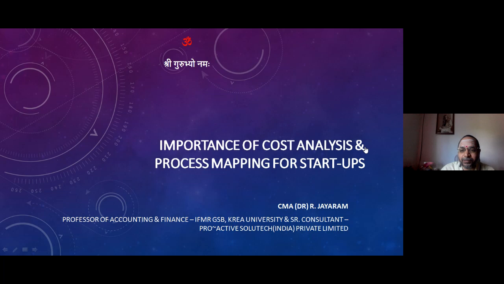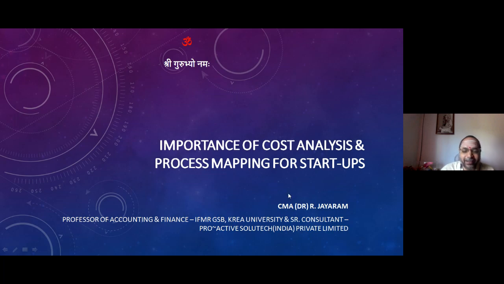The topic itself is pretty interesting. It set me thinking, perhaps it may have been Chittu sir's idea, from the way in which it has been worded: importance of cost analysis and process mapping for startups. Now, how do I go about this? Startups and costing somehow don't fit, based on our experience so far. They always start and then think of costs. So it was a bit tough for me to get going on this topic.